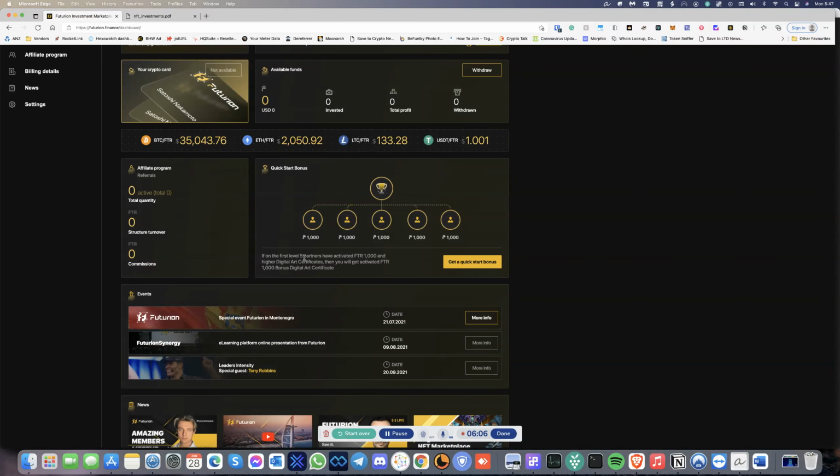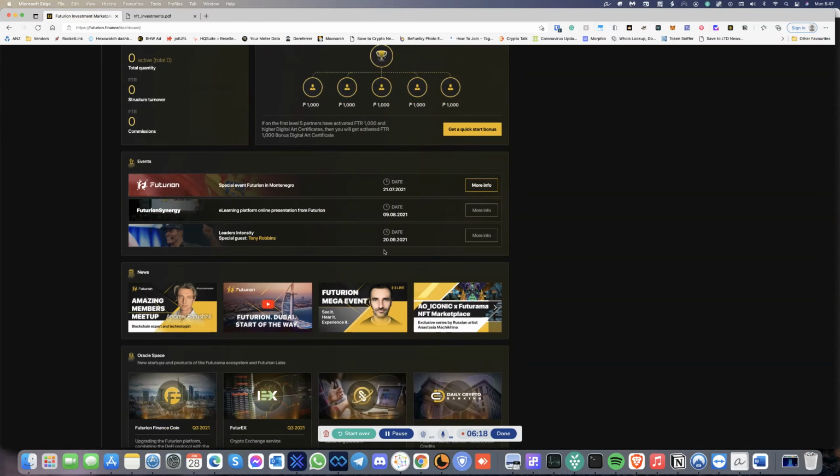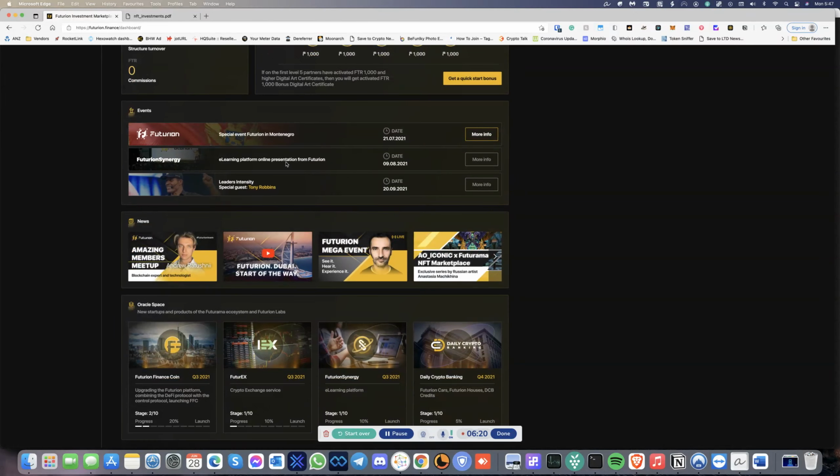Basically, if on the first level, five partners have activated 1,000 and higher digital art, then you will get the 1,000 bonus, which is the least amount, which is what's called a quick start bonus. Over here, it talks about the events that are coming up.